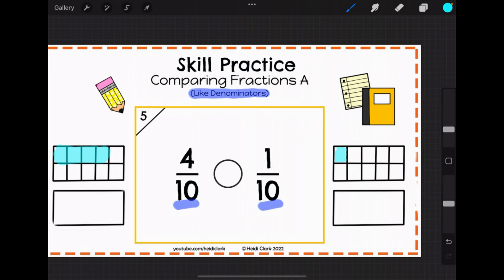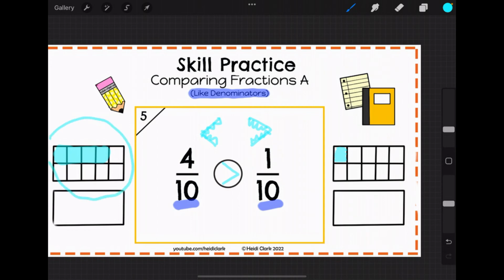And when you are making your less than and greater than symbols, I always think about it as if it's an alligator that wants to eat the bigger fraction, or you can think of it as Pac-Man that wants to eat the bigger fraction. And when you draw it, you're going to draw it so that the mouth is opening towards the bigger fraction, which in this case is 4/10. And you can always draw models like this to help you.